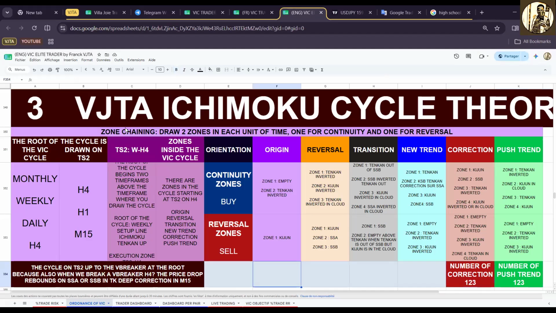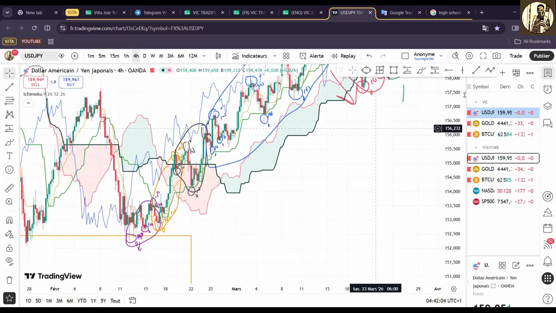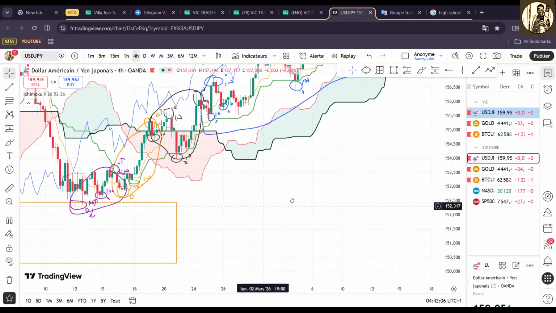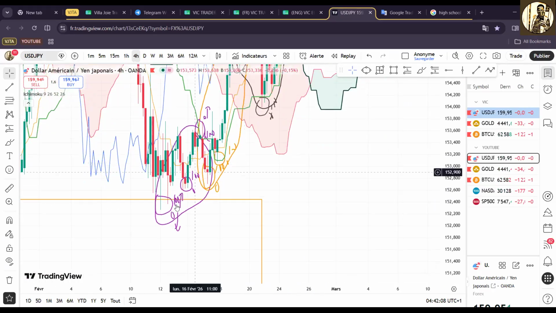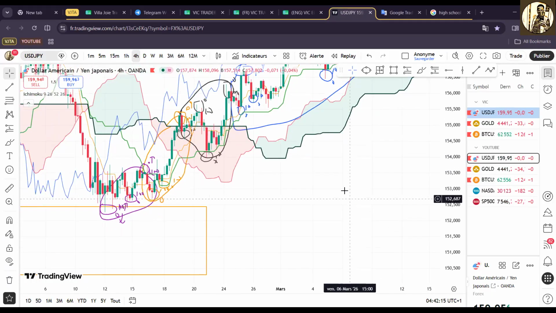And then you see that the Vjta Ichimoku cycle theory is a chain of zones, where each cycle has its zone of continuity to the upside and zone of reversal. You can literally bank some cash here. You can literally collect some cash and reap the market.